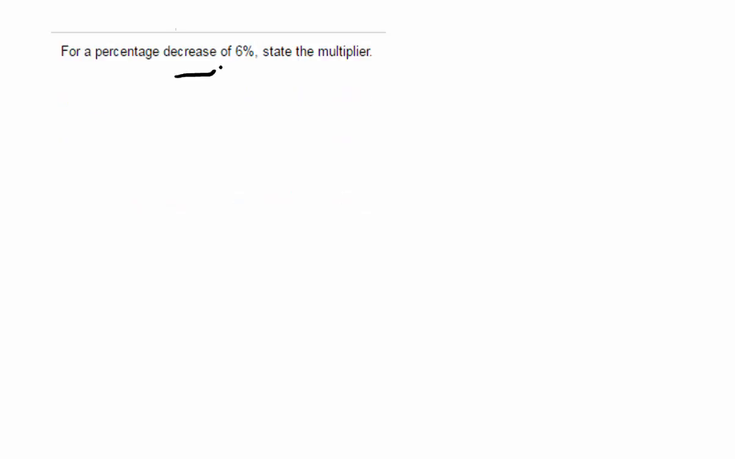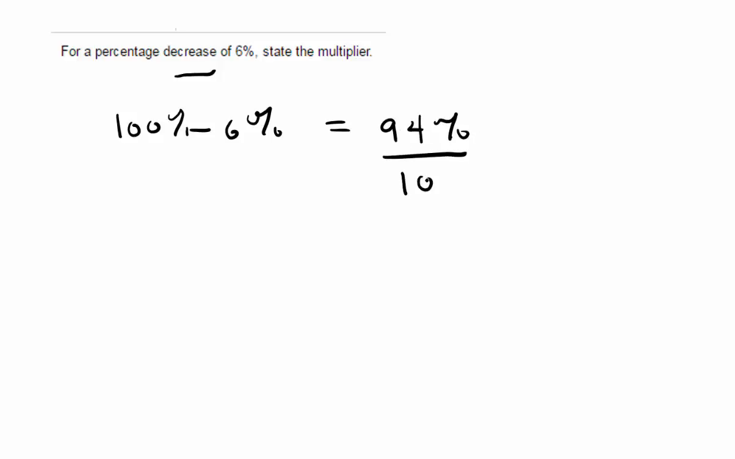For a percent decrease of 6%, state the multiplier. Okay, so the multiplier is going to be less than 1 because I'm decreasing. So let's think about this. I start at 100%, and what do I subtract? I subtract 6%. And so what's left is 94%. Same process I did before. I'm going to divide by 100, and so my multiplier for this one is 0.94. Again, remember we said it would be less than 1, which it is.